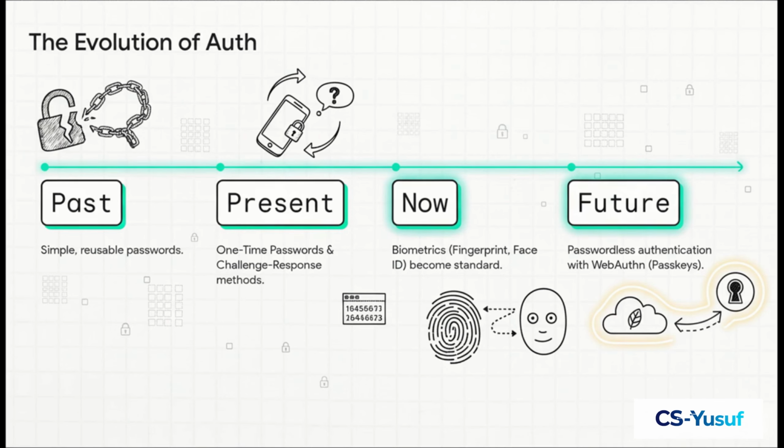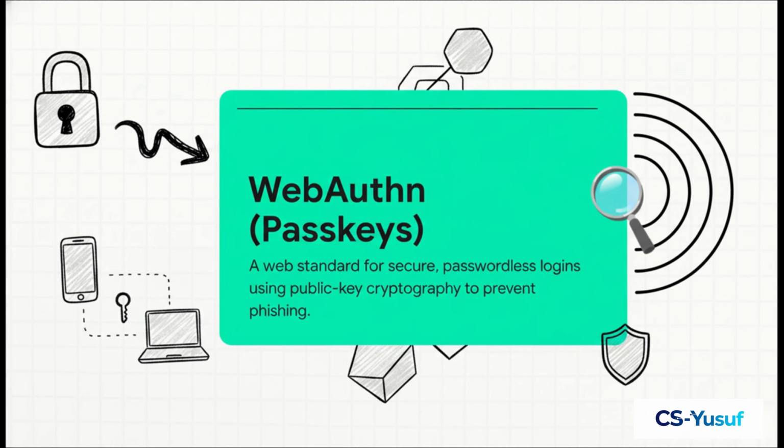And man, have these methods evolved over the years. We started with simple, reusable passwords, which, let's be honest, are just terrible for security. Then we got a bit smarter with things like one-time codes sent to our phones. Today, biometrics like Face ID are pretty standard. But the future is all about getting rid of passwords entirely. And that future is already here with a standard called WebAuthn, which you probably know as passkeys.